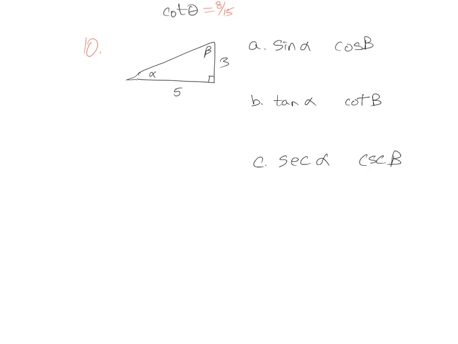Okay, this is really simple. Pay attention. Sine of alpha. Which corner are we at? The lower left one. So from there, where is your opposite and hypotenuse?